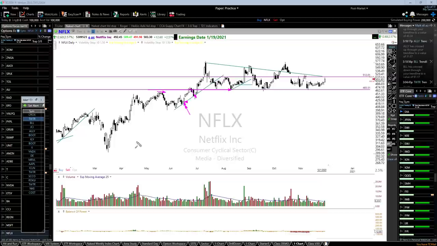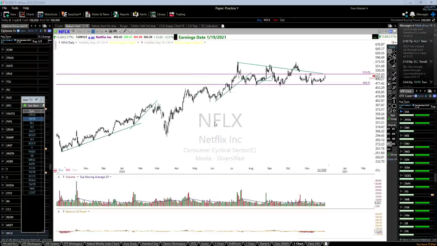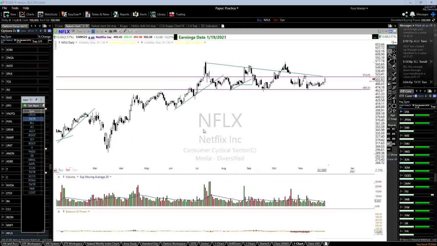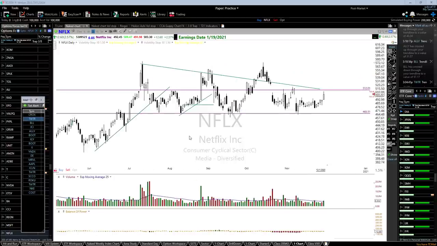Okay, and it just happens so much anymore. It's like the institutions have figured that out. If they can drive a stock up or down in a big direction and then put in a signal for an entry, people will jump on it and they just suck the air right out of the trade.